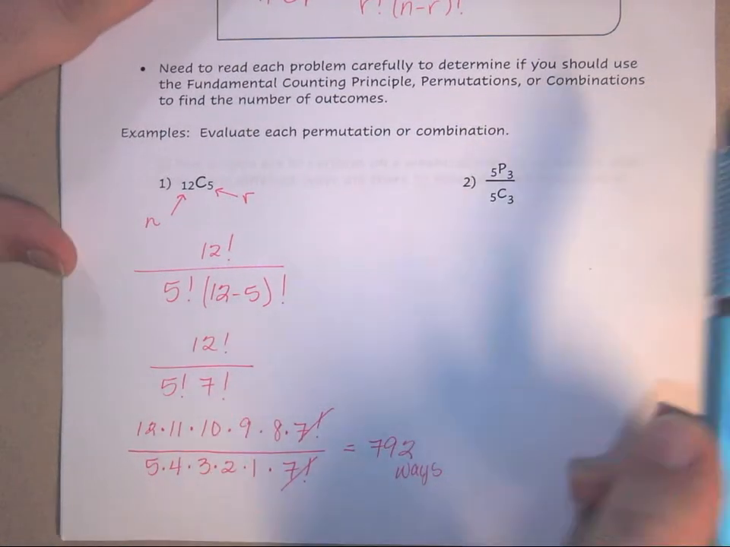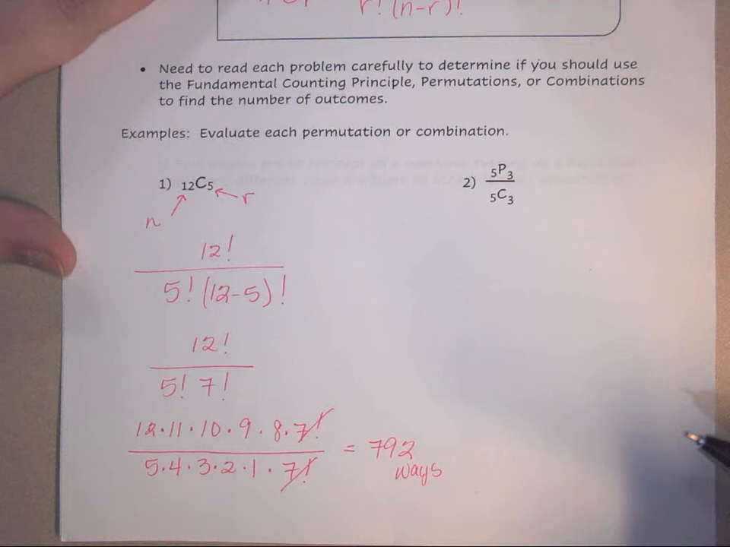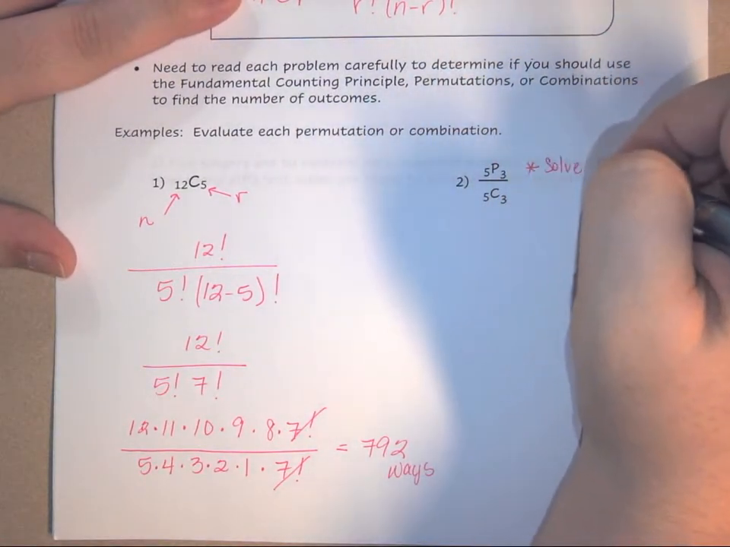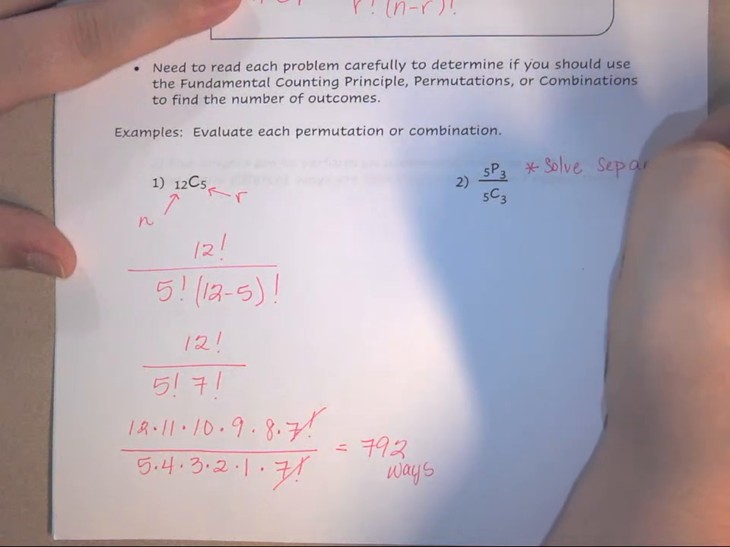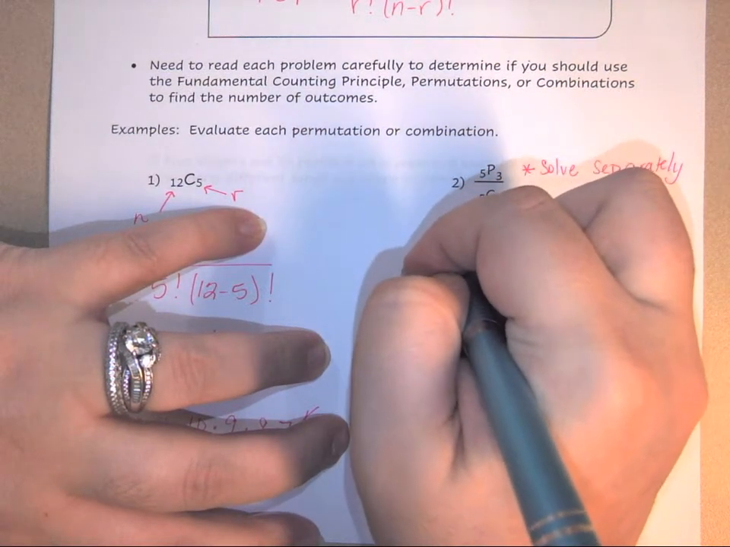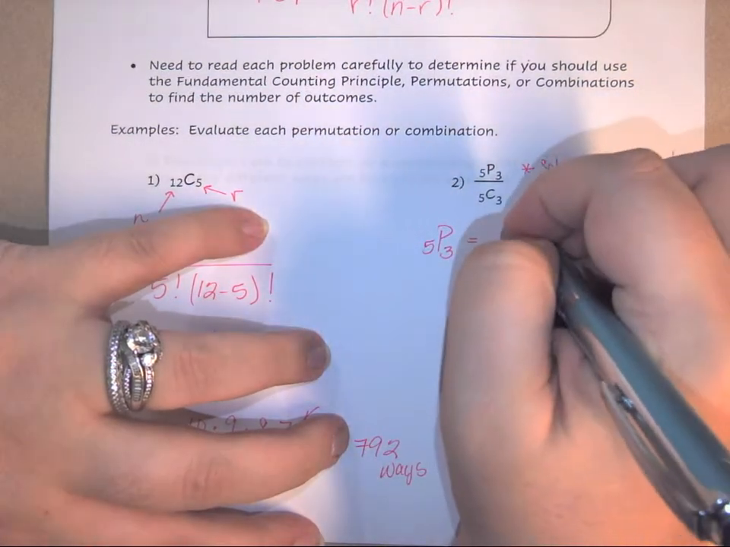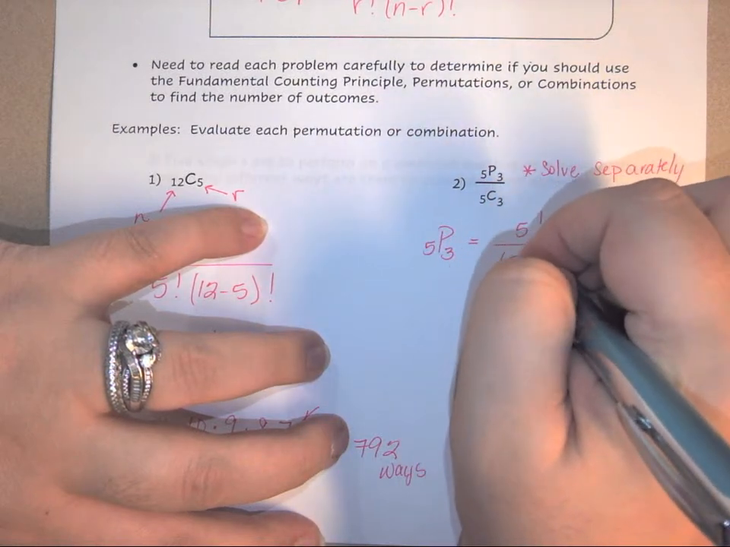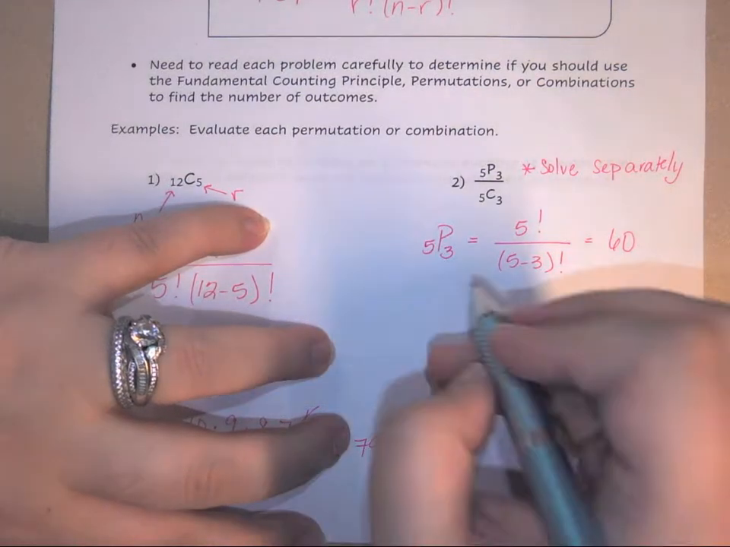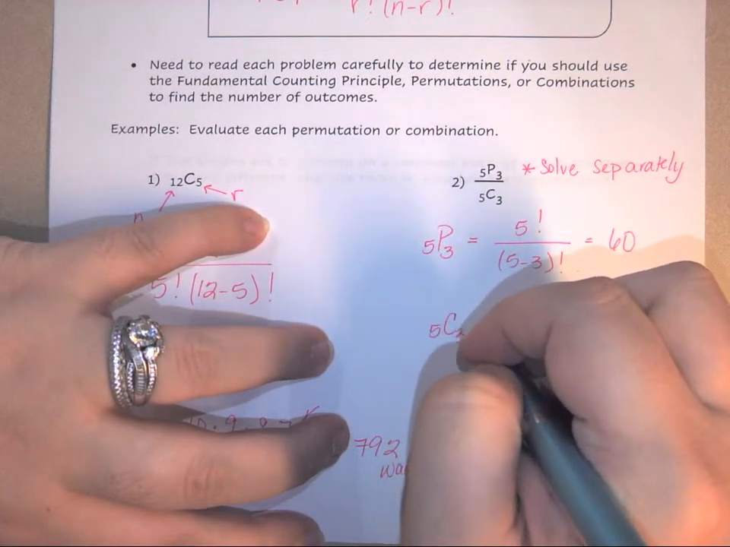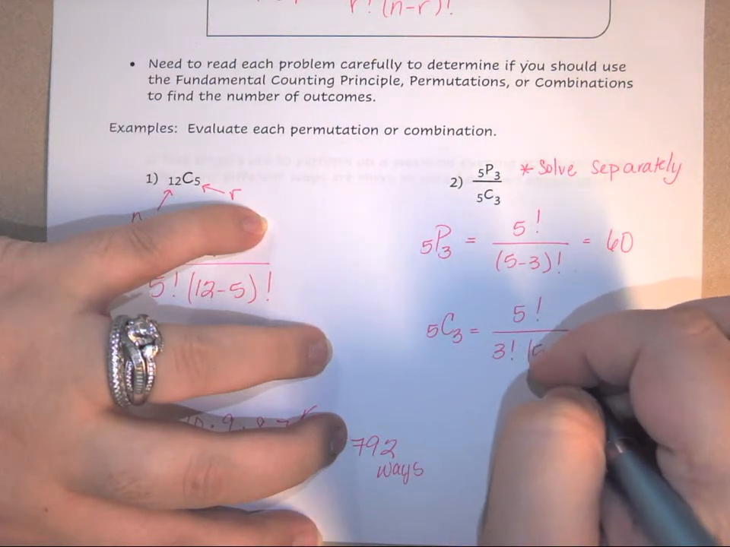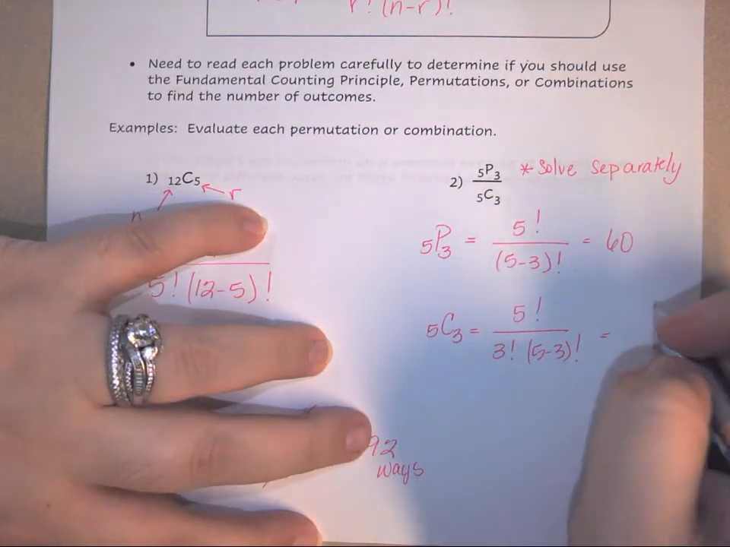So this would change to be 12 times 11 times 10 times 9 times 8 times 7 factorial, all over 5 times 4 times 3 times 2 times 1 times 7 factorial. You can see my 7 factorials would cancel. This is what you were left with. When you multiply all that out, you're going to end up with 792. So that's going to be the number of ways in which you could choose 5 objects out of 12 total.